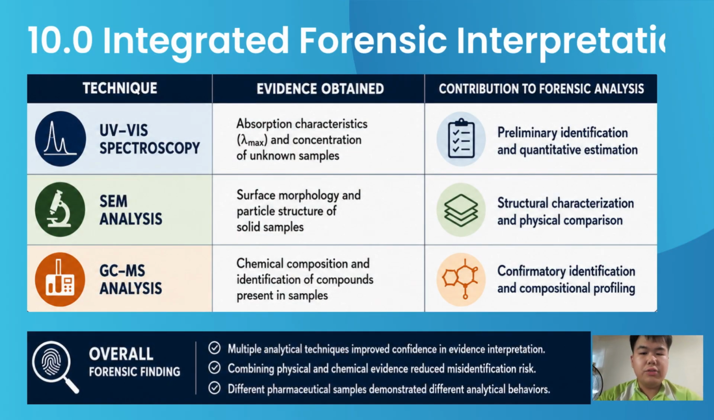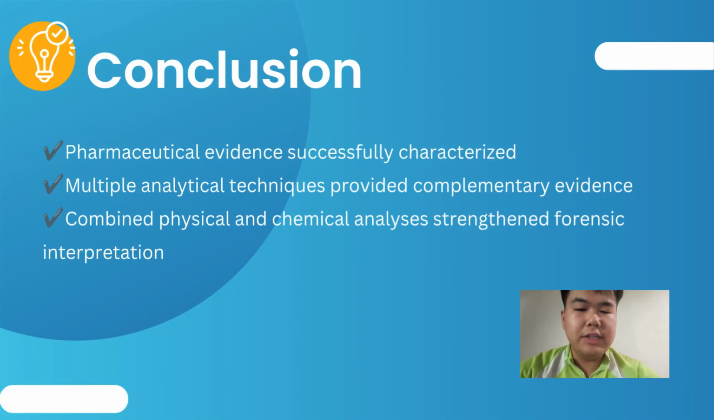Each analytical technique contributed different information regarding the evidence samples. UV-visible spectroscopy provided concentration information, SEM provided structural characterization, and GCMS confirmed the chemical composition of detected compounds. Combining multiple analytical techniques increases confidence in forensic investigation because a single technique alone may not provide sufficient information. Therefore, using multiple methods reduces the possibility of evidence misidentification. Overall, the analytical findings successfully differentiated paracetamol as a chemically stable sample and aspirin as a structurally altered sample.